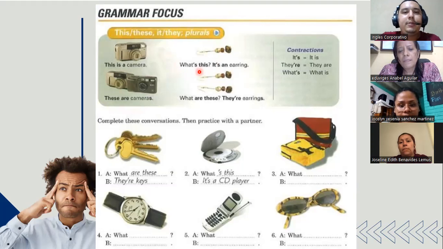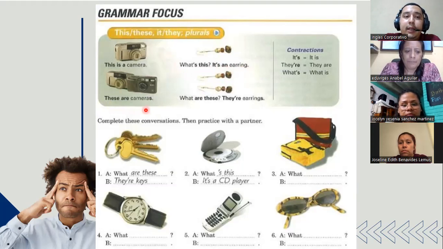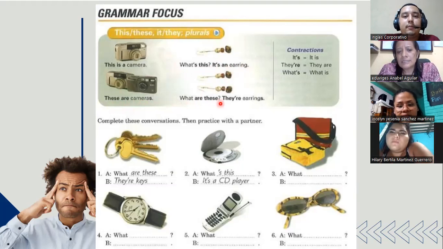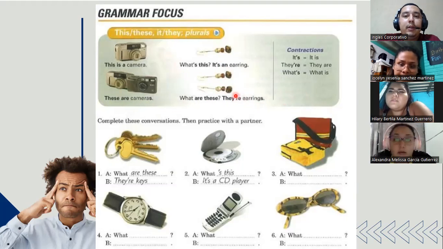Okay, we have here some examples. What's this? It's an earring, because it is referring just to one. What about in the case we have two? These are cameras. What about the other one? What are these? They're earrings. Why do we have the contraction of they are? Because are is used for plural objects or plural things. Remember that. We are not going to use they is because they is doesn't exist. A singular always goes with a singular. A plural always goes with a plural.